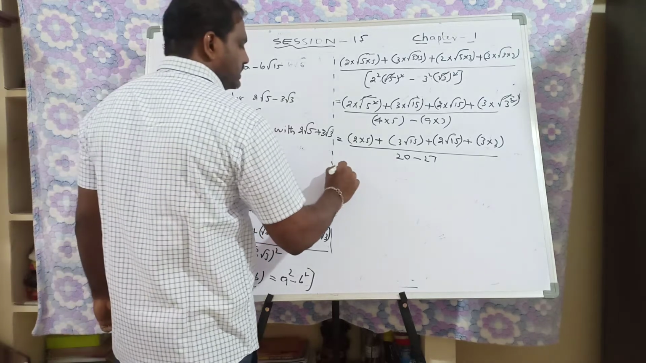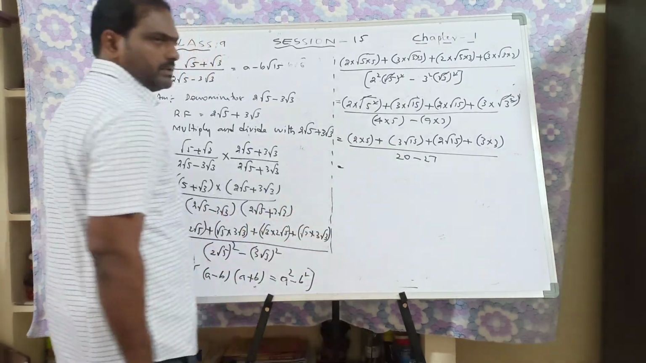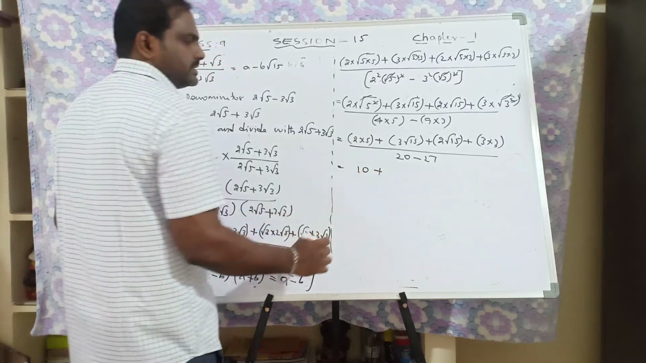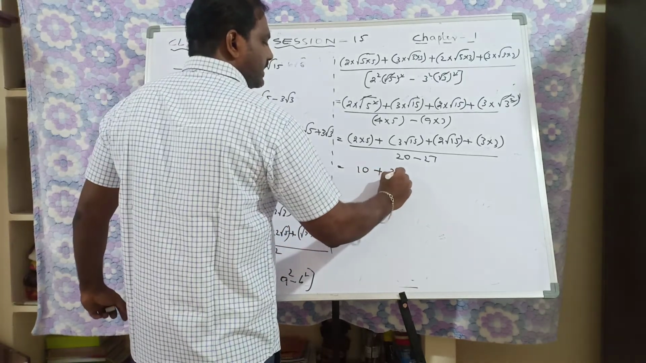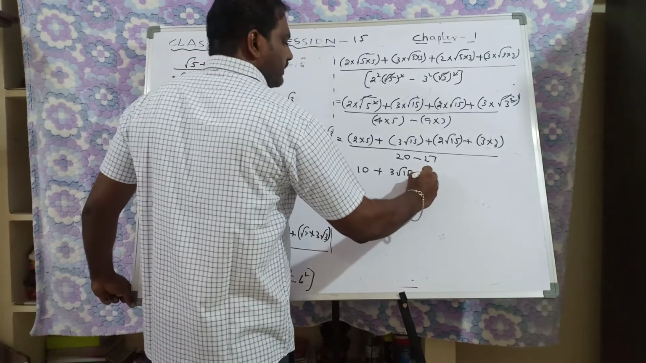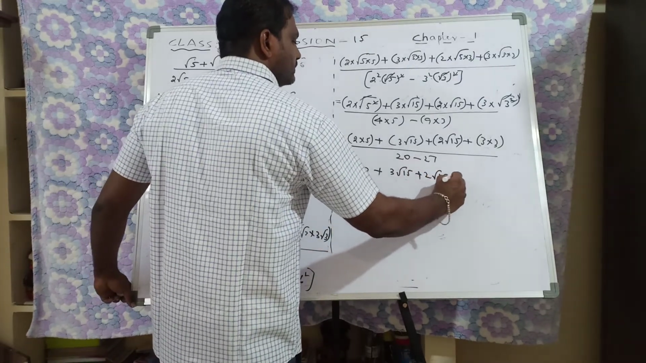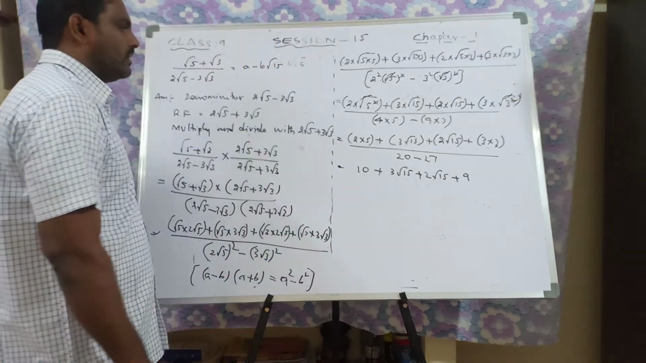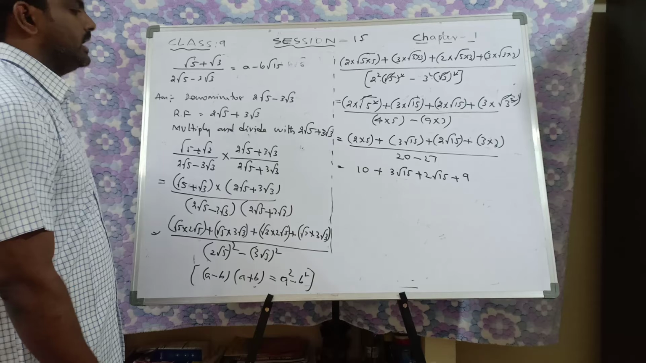Next, what is the answer? So now I am taking off all the brackets. 2 5s are 10 plus 3 root 15 plus 2 root 15 plus 3 3s are 9. How much did I get? 19.